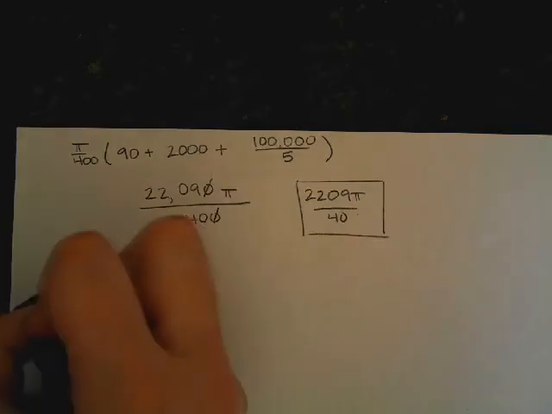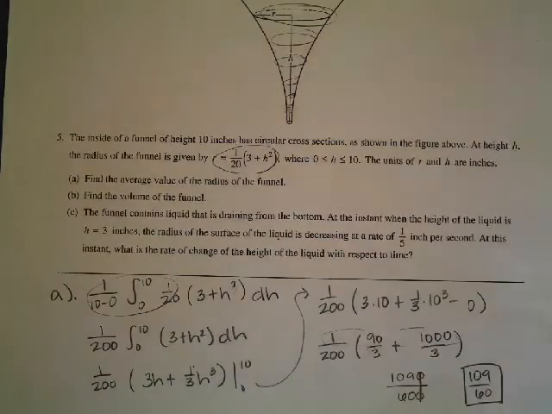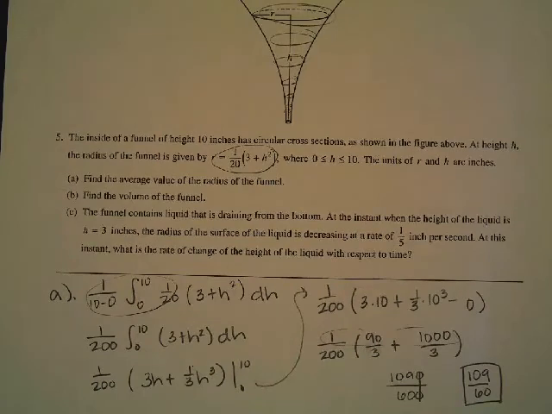All right, part C. So it says we have liquid that's draining out of the bottom. At the instant when the height of the liquid is 3 inches, the radius of the surface of the liquid is decreasing. So if you were reading this, you should be thinking, oh, that's a related rates problem. We have the rate of something is changing in relation to time.